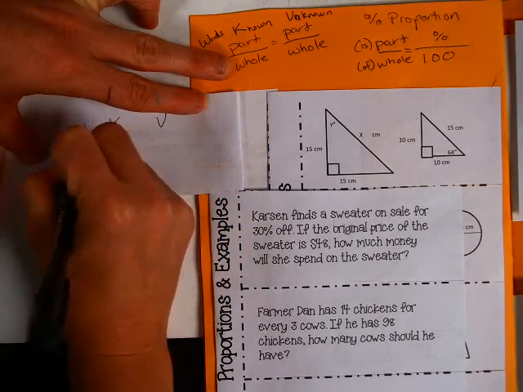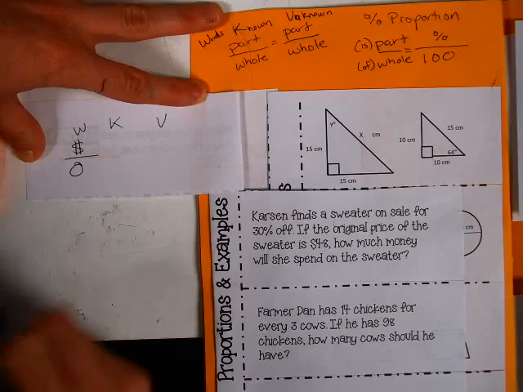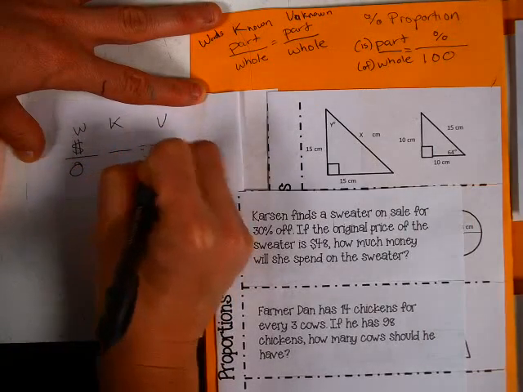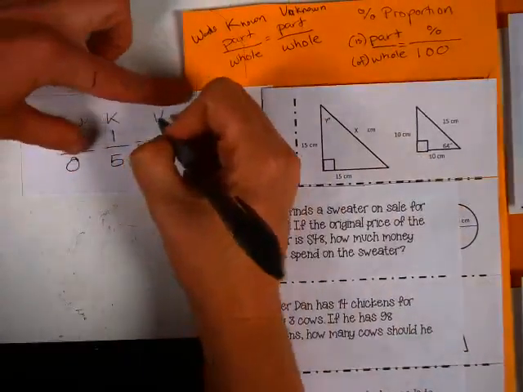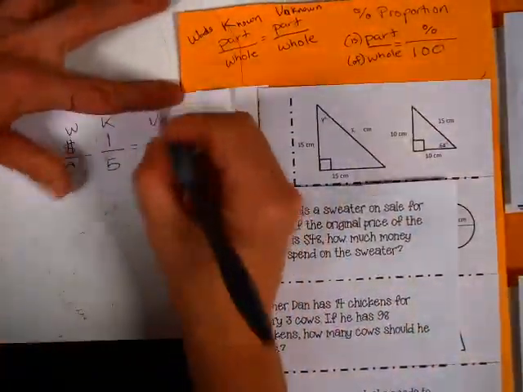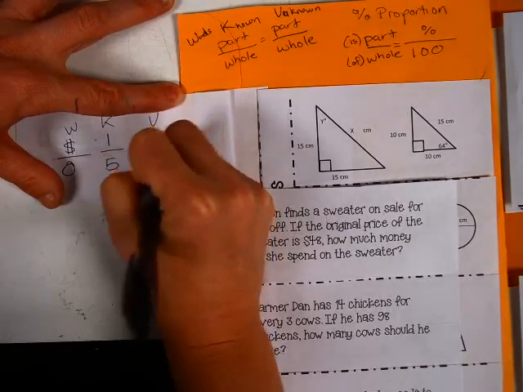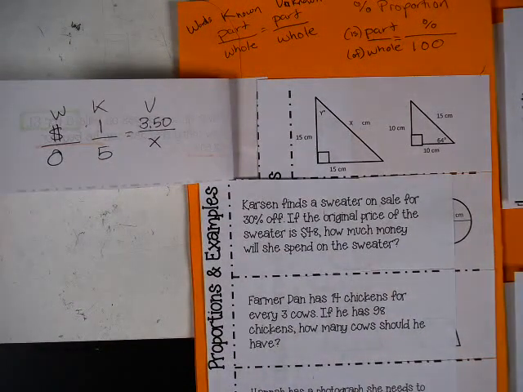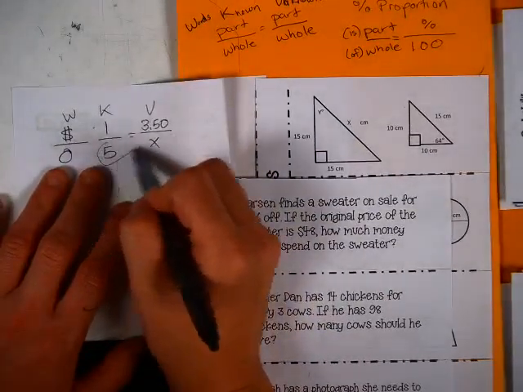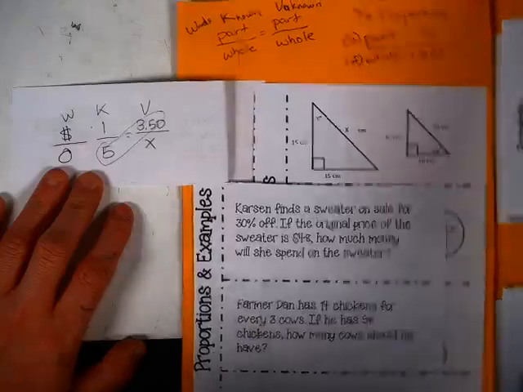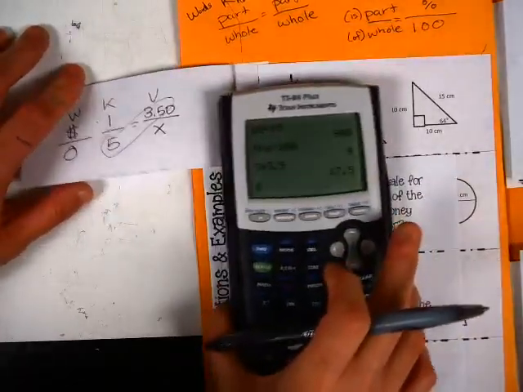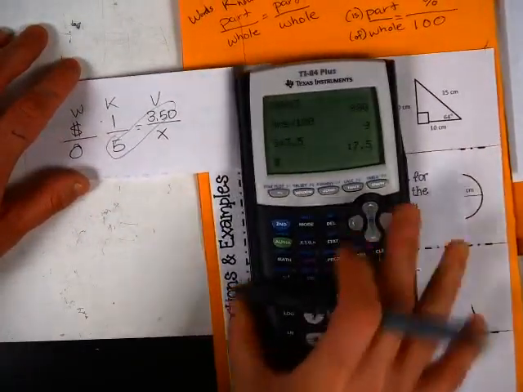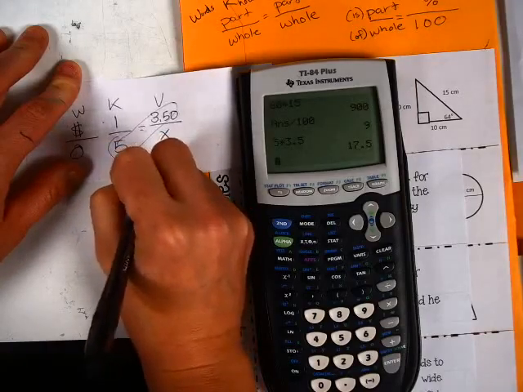The words, I'm comparing money to oranges. Okay? Then what I know, 5 oranges cost $1. What I know here is that I have $3.50, and I want to know how many oranges I can buy. So, there's my proportion. So I would go 5 times $3.50 divided by 1. 5 times $3.50, and I get 17.5. Okay, so x equals 17.5.